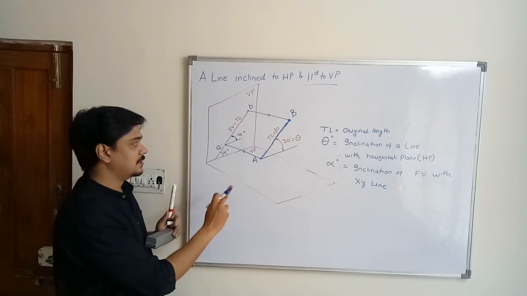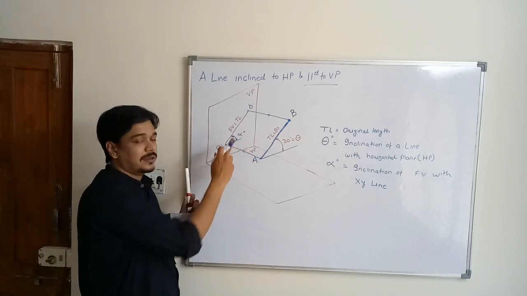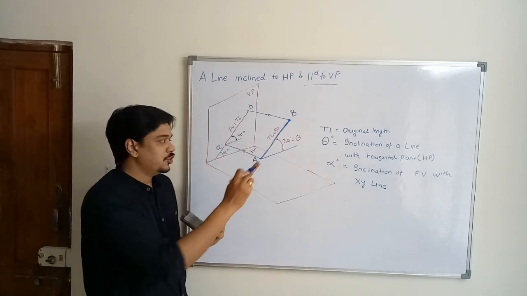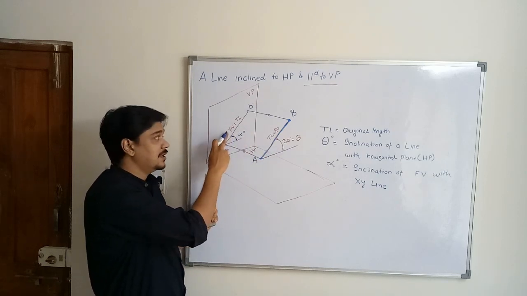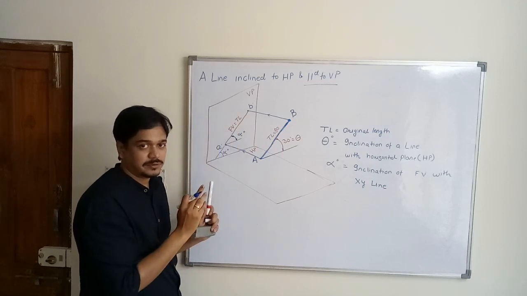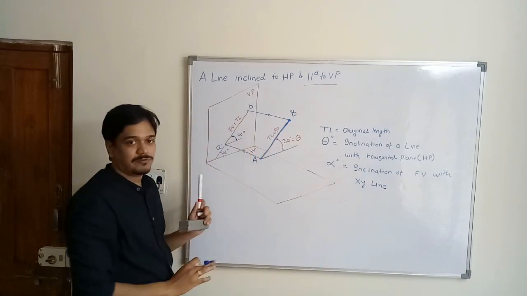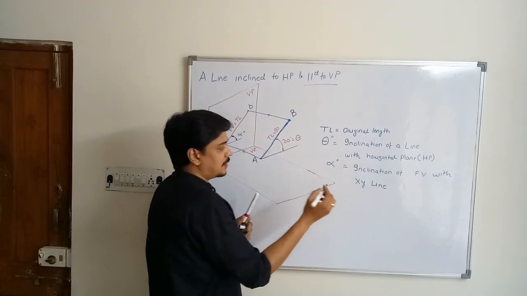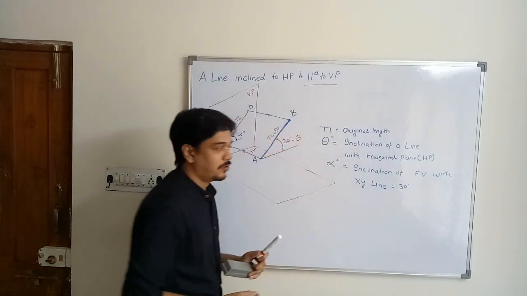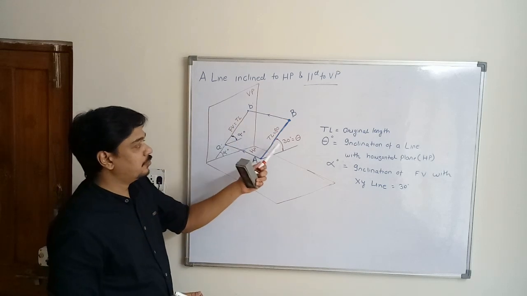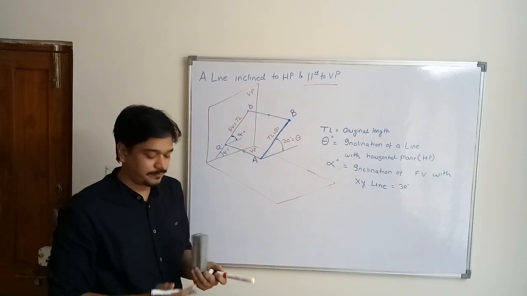So in this case, since the line is parallel to vertical plane, your theta is coming equal to alpha because the front view length is equal to true length. That's why your theta is equal to alpha. So again alpha, you have found that it is also 30 degree because line is inclined to horizontal plane and parallel to vertical plane.